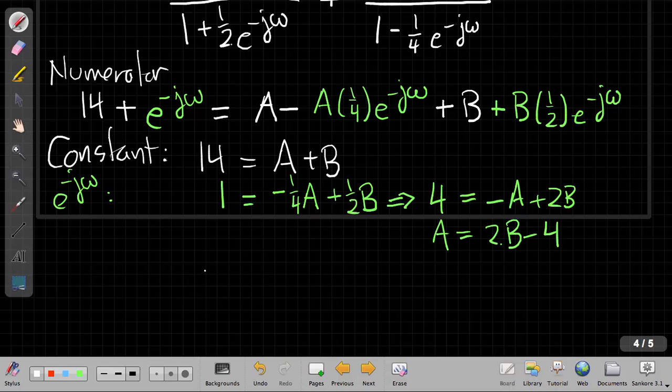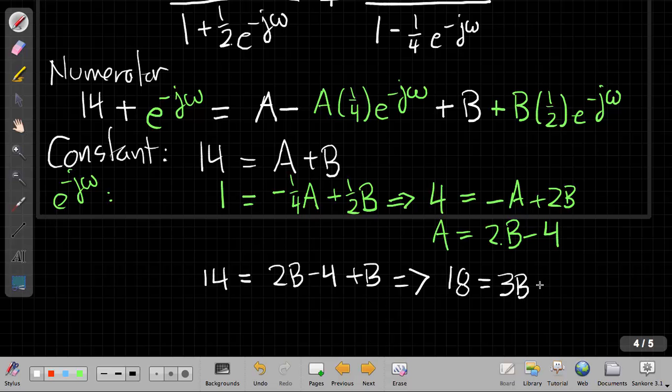And when I do that, coming back over here, I'll have 14 is equal to 2b minus 4, so that's what I plugged in for a, plus another b. So combining those terms, if I bring the b's together and I move the 4 to the other side, I get 18 is equal to 3b. And so b is equal to 6. And if I solve here, well, a plus b equals 14, that tells me a equals 8.